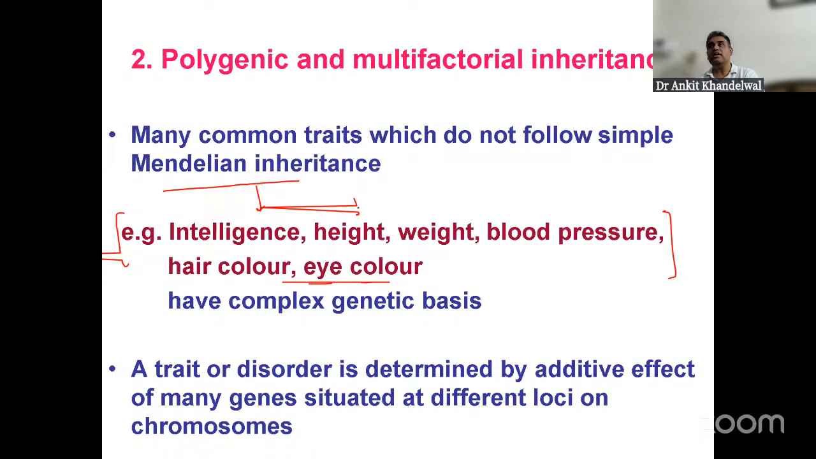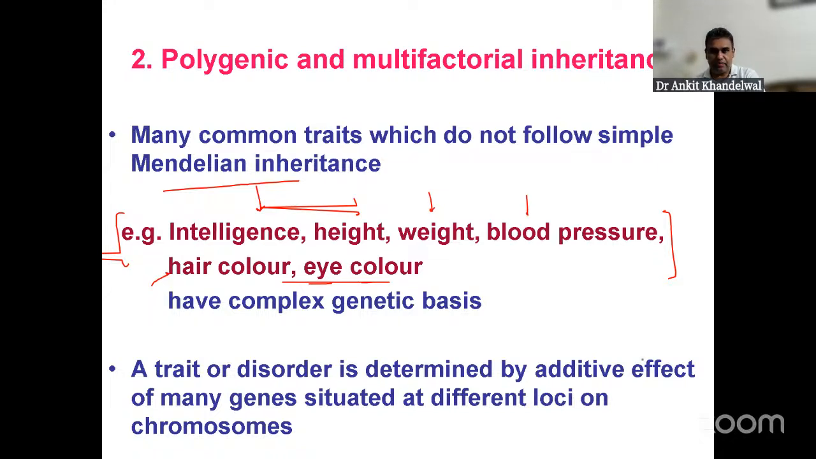Sometimes you will see that the father is, say, 5'5", the mother is say 5'4", and their children are 5'8", 5'10", 6 foot. So they have some multifactorial inheritance. Weight of the child, normal weight, BP, hair color, skin color, eye color, the height of an individual, they have polygenic inheritance.